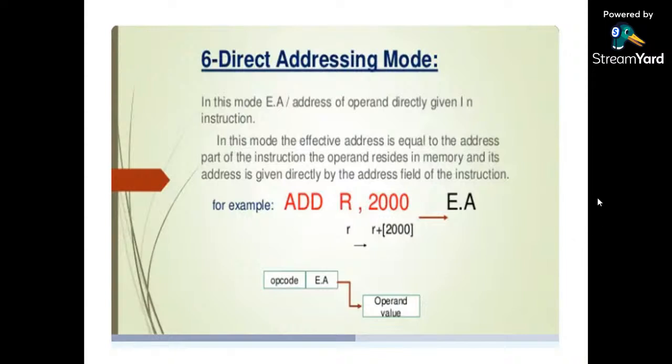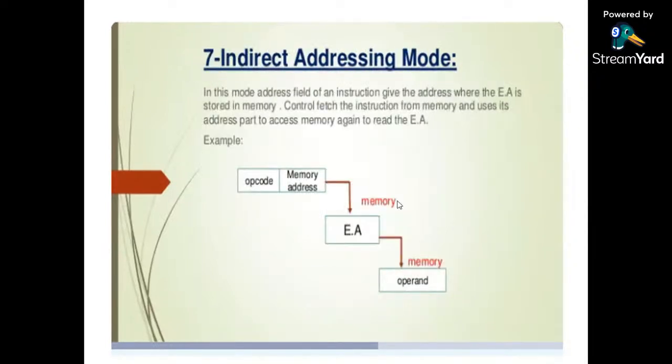Okay, so understand this thing. What is the example given here? Add r comma 2000. Okay, so r is the register where one value is present. Now 2000 is the address. So basically what we need to do is add the contents of r plus the 2000 address. So this particular address is the effective address where our second value is stored. We need to go to this particular address and fetch the value from there, and then the addition operation can be performed. Okay, so this is called direct addressing mode.